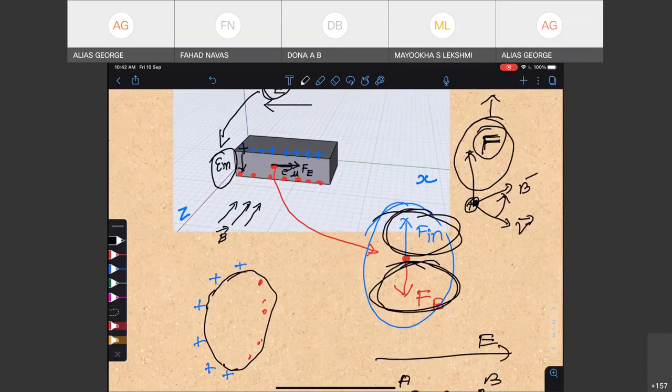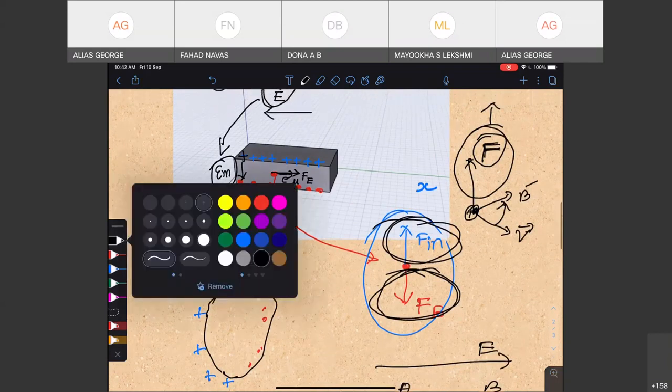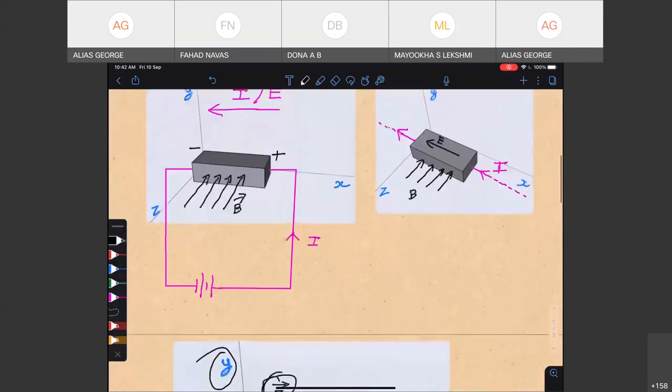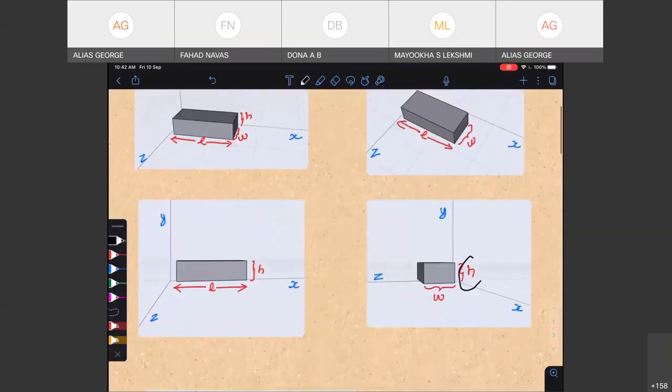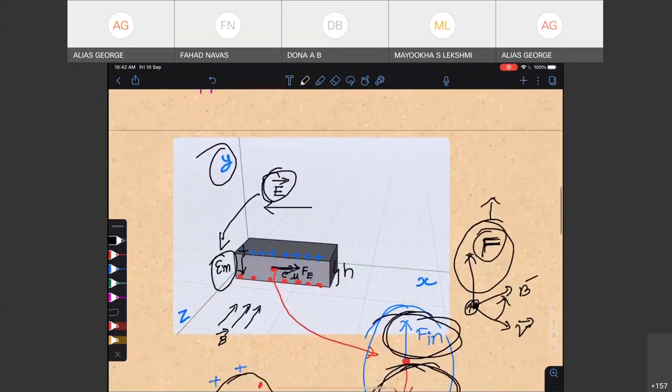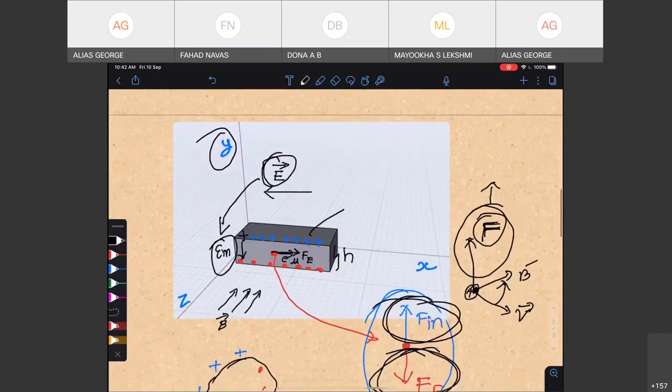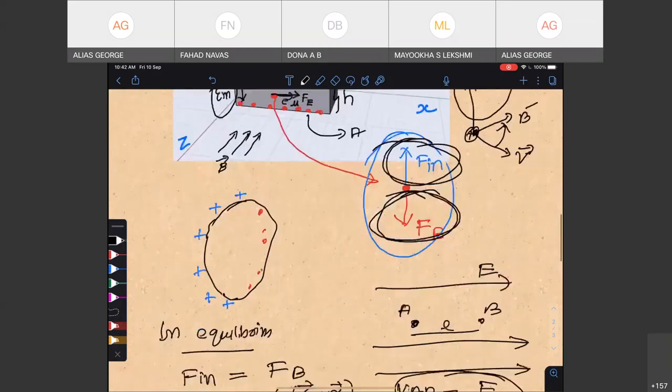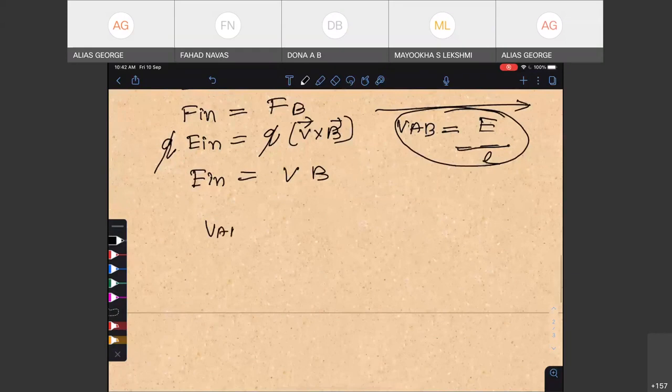Okay, I will ask you one more thing. In this case also, you can see that there is an electric field, and this height we took as h, right? So this is h, and there is an electric field. So what is the potential difference between this? Let me take E by this H. So VAB in that case is E into H, right?